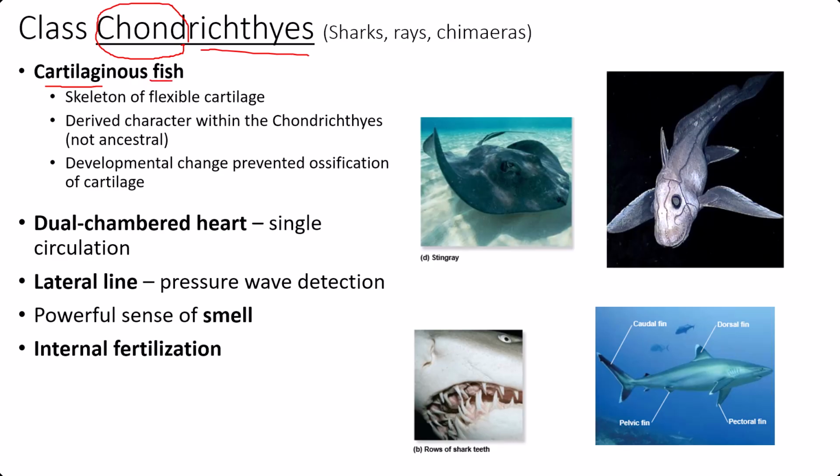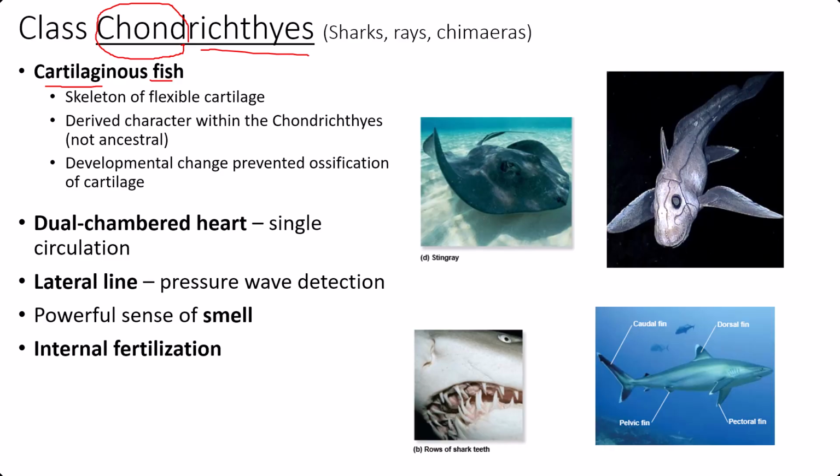They've got a skeleton of flexible cartilage, and really more evidence is indicating that this cartilaginous skeleton was a derived characteristic, meaning they evolved from organisms with a bony skeleton, but developmental changes prevented the cartilage from ossifying or hardening into bone. They have a dual-chambered heart with single circulation, which we'll talk more about in our animal form and function unit.